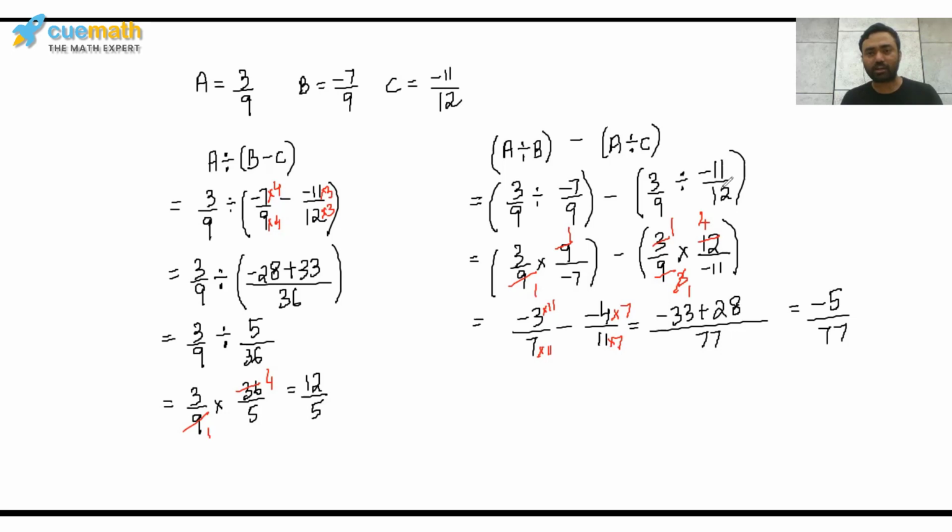So from here, based on these two values, we can draw a conclusion that a divided by b minus c is not equal to a divided by b minus a divided by c. So basically, we can conclude that division of rational numbers is not left distributive for both addition and subtraction. Now let's check the right distributive part.